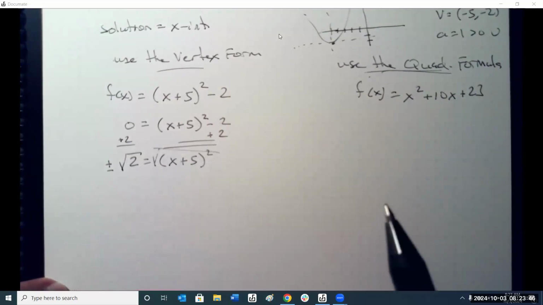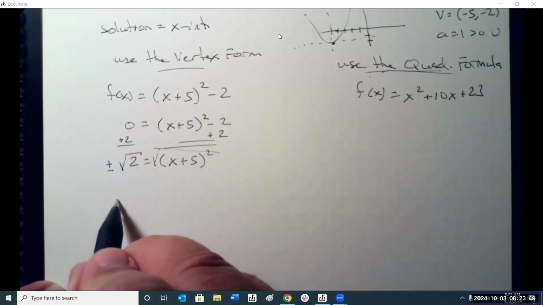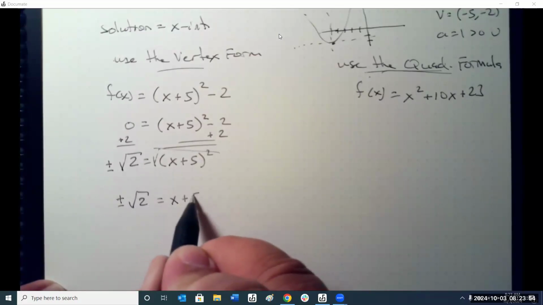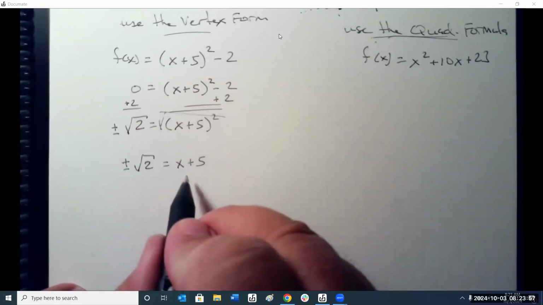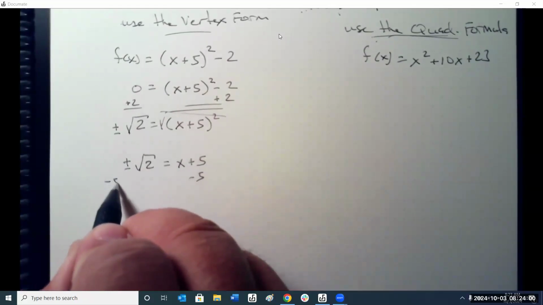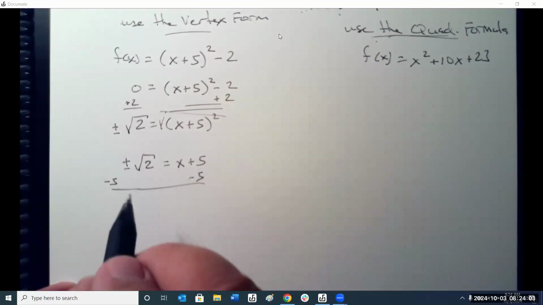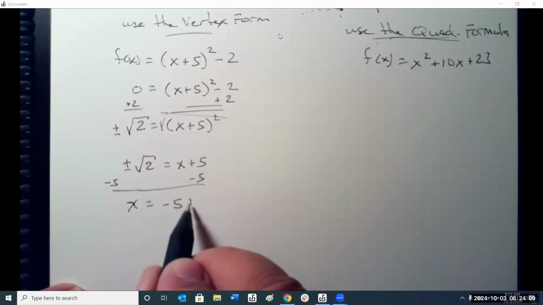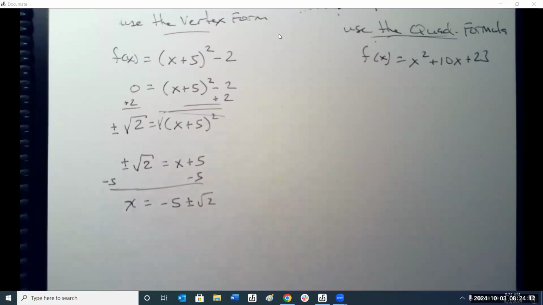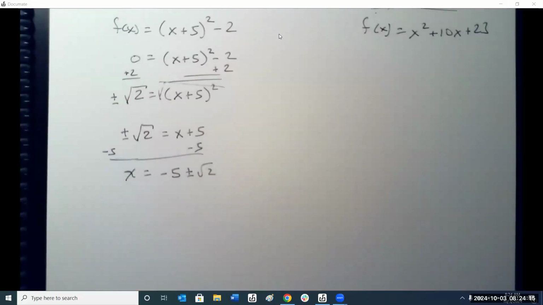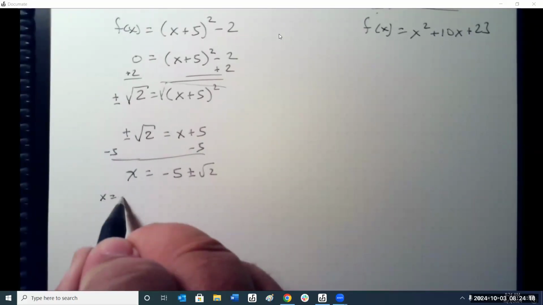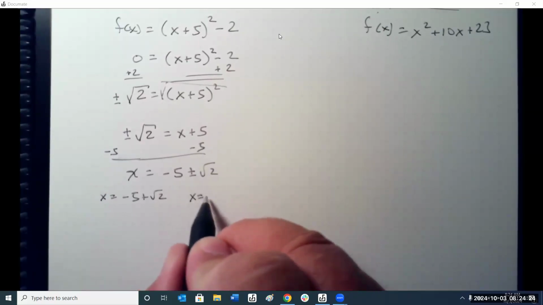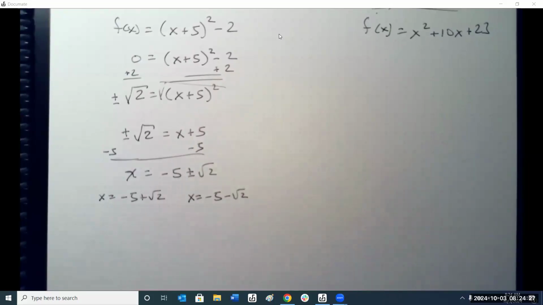So that cancels. So what we have left is plus or minus radical 2 equals x plus 5. Subtract 5 from both sides. So we have, let's say, x equals -5 plus or minus square root of 2. So we have two solutions here. x equals -5 plus square root of 2, and x equals -5 minus square root of 2.